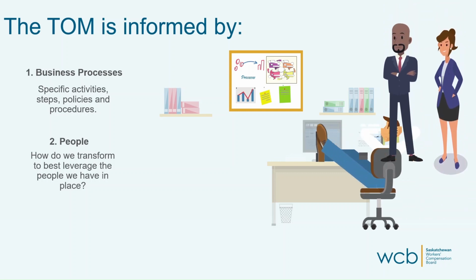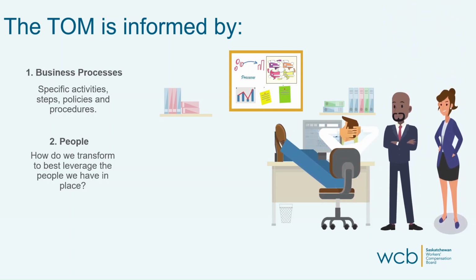Second, the people. The WCB can't achieve strategic objectives without you, the employees. This includes each and every one of us, from frontline employees to our leaders. How do we transform to best leverage the strengths and skills of our employees? In addition, the TOM can tell us where opportunities exist to leverage different skills, competencies, and roles to transform our future.